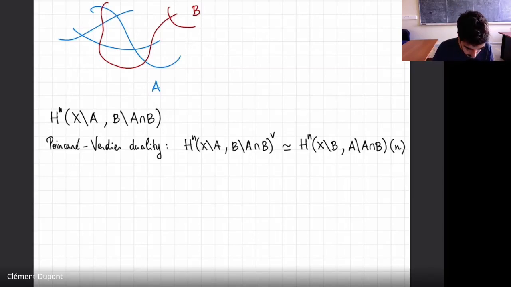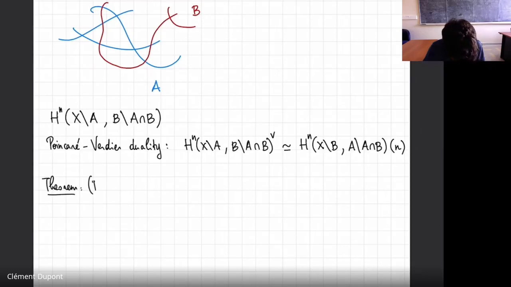In this case, it's just usual Poincaré duality for X. But I'm really interested in cases where A and B are really not empty. And the theorem that we proved with Francis is that now, with this presentation of cohomology groups, you can compute very easily single valued periods.